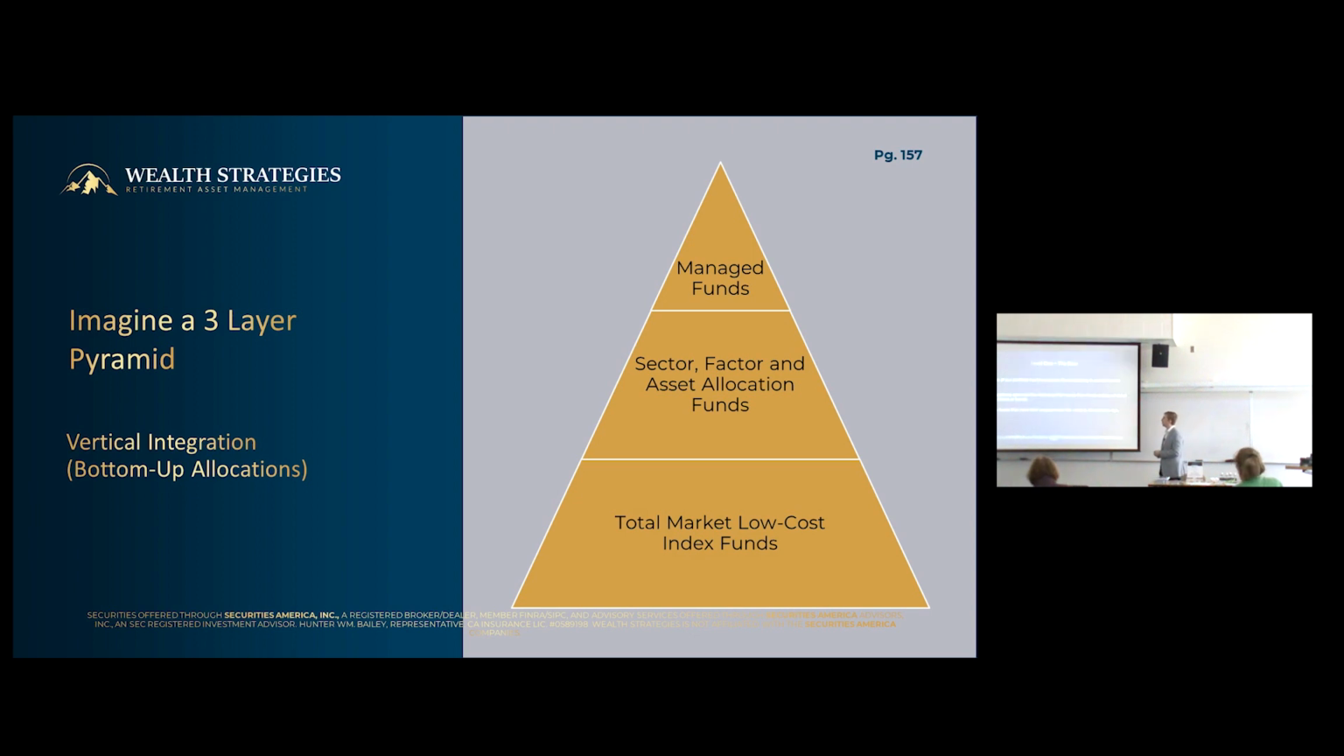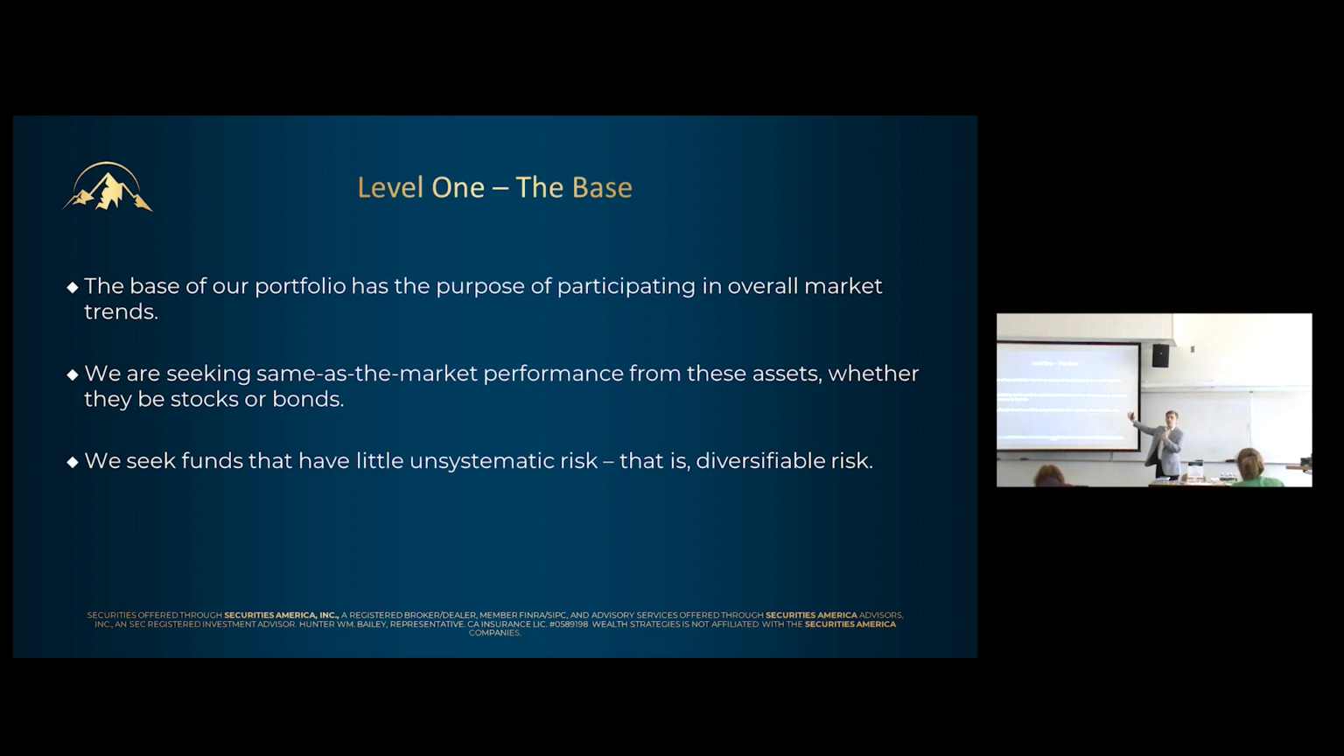So as we talked about, within level one, really, we're just trying to participate in the overall market trends. We're not looking to do anything crazy. We're not looking to get any extra returns. We're just trying to get some of the market returns for our purposes. Seeking the same as the market performance from these assets, whether they're stocks or bonds, so generally things that aren't taking any extra risks, things that are going to give us very run-of-the-mill performance for a very cheap price, stuff that's really inexpensive.